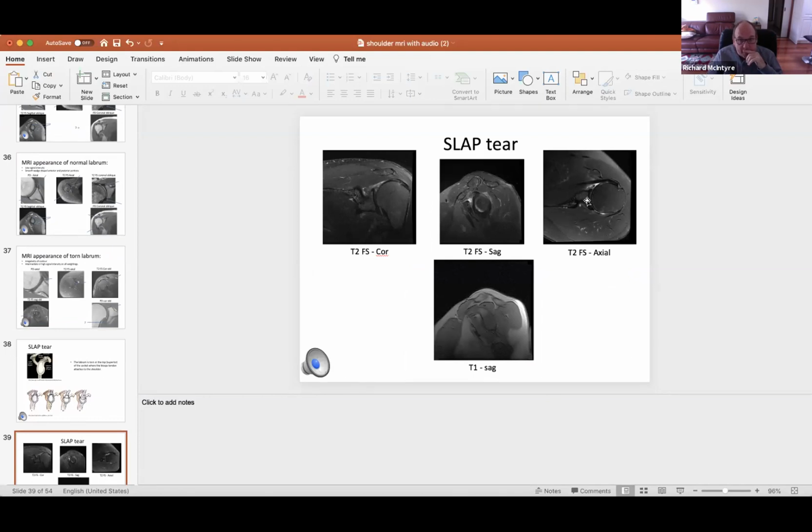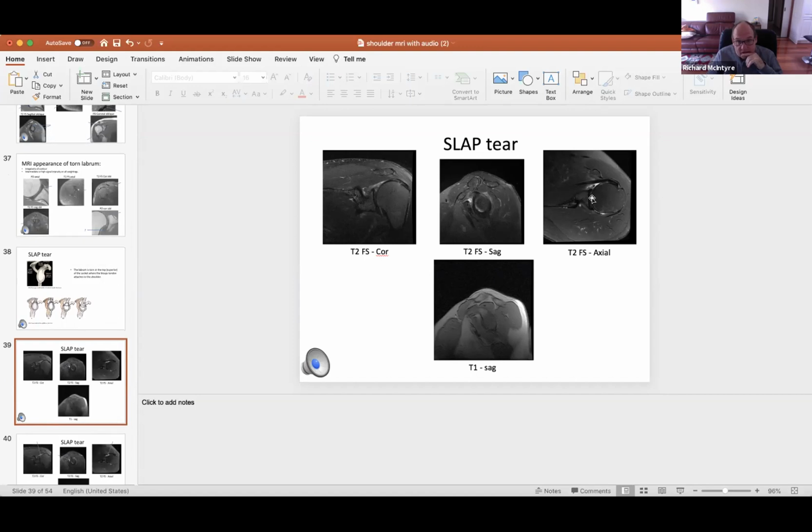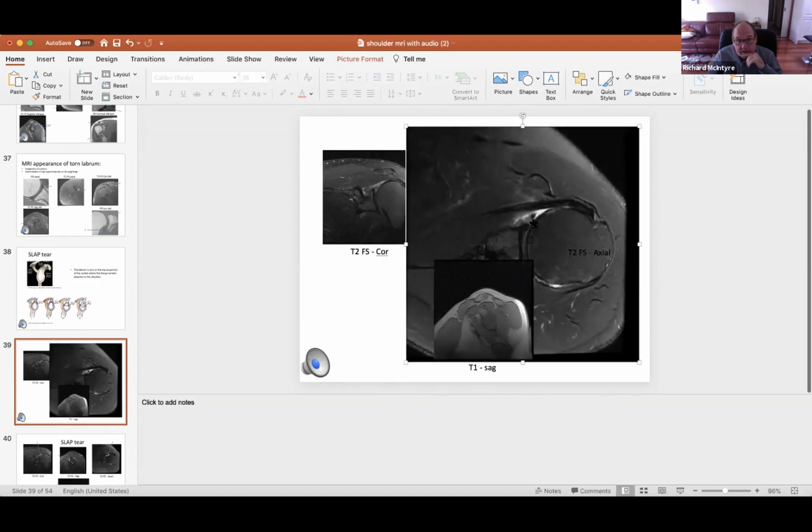So again, if we inject contrast, this is another good indication for intra-articular contrast. If we inject contrast into that, then that contrast is going to seep through that labral tear, and we're going to show it really well on our imaging. T1 fat-set after intra-articular contrast: we inject the contrast into that space, and that contrast is going to seep through the labrum.